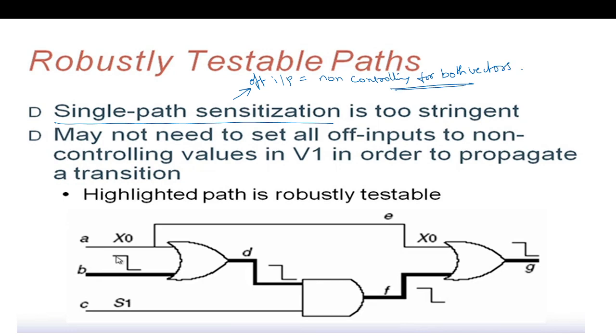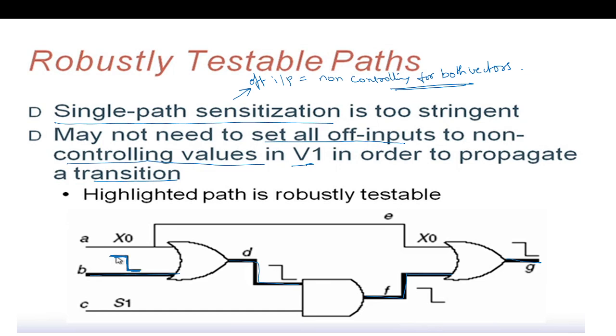So here we will relax it based on the transition made, whether it is a controlling to non-controlling transition or a non-controlling to controlling transition. Here we may not need to set all the off inputs to a non-controlling value in V1 in order to propagate the transition. So if we have this as the highlighted path, we have a transition which is high to low. This is a controlling value.